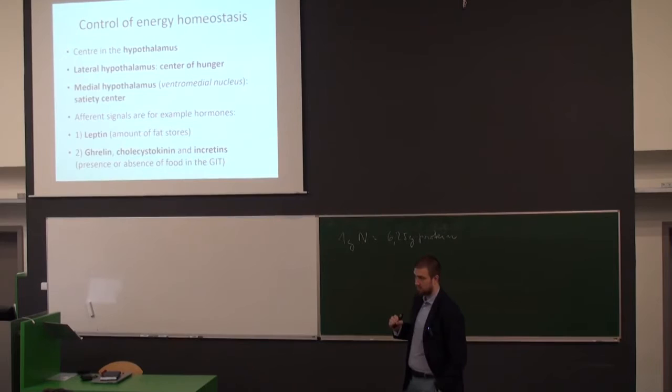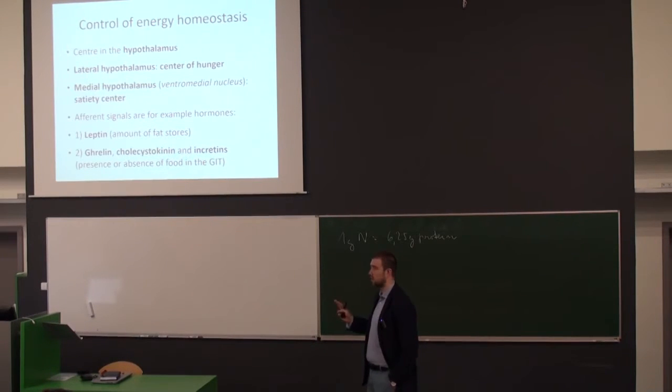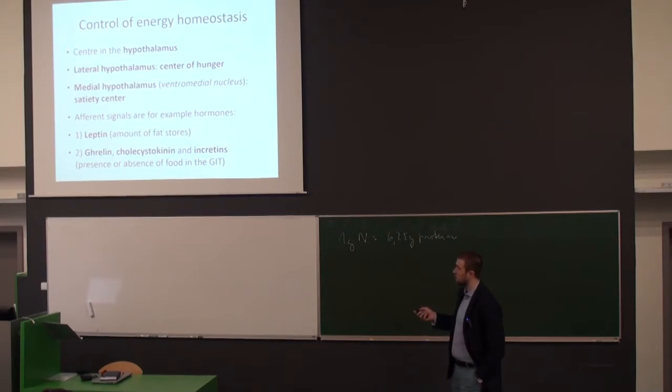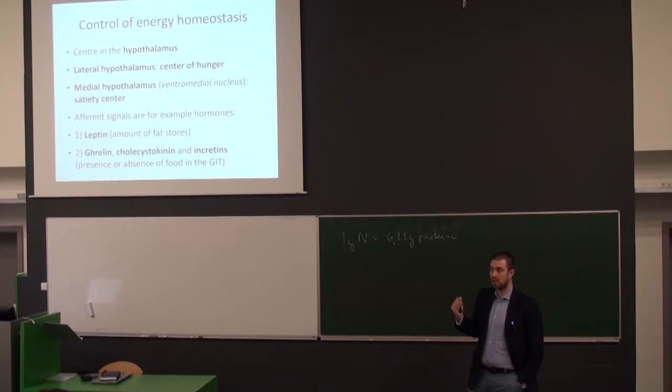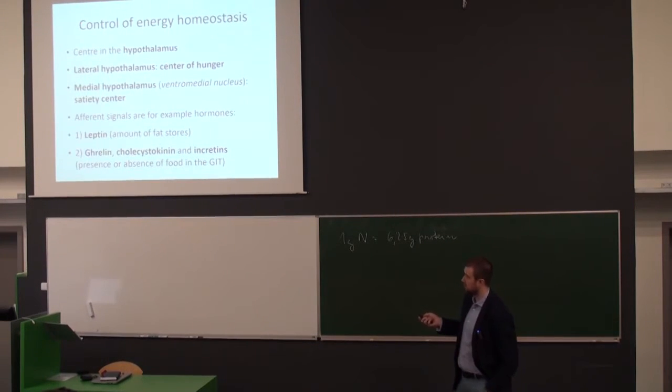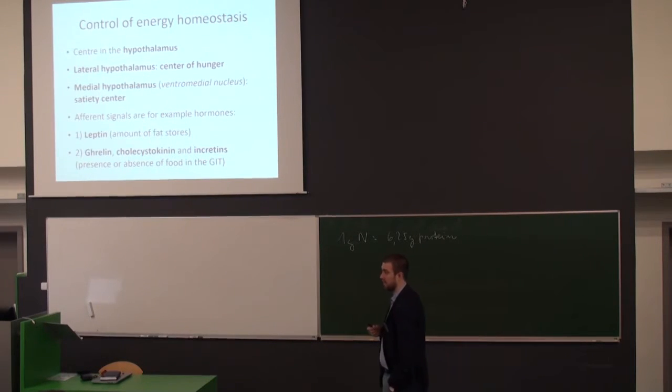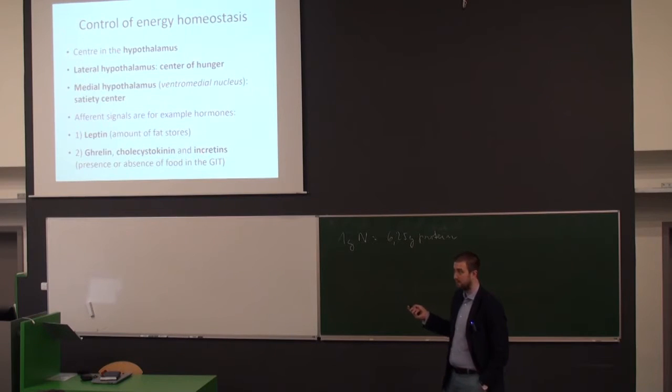Then, second, are the hormones of the GI tract. In GI tract hormones, we have hormones that increase the hunger. That's, for example, ghrelin, that's produced inside the stomach if there is no food inside. Or we have hormones that suppress the appetite. And typical examples are incretins that are produced in small intestine.